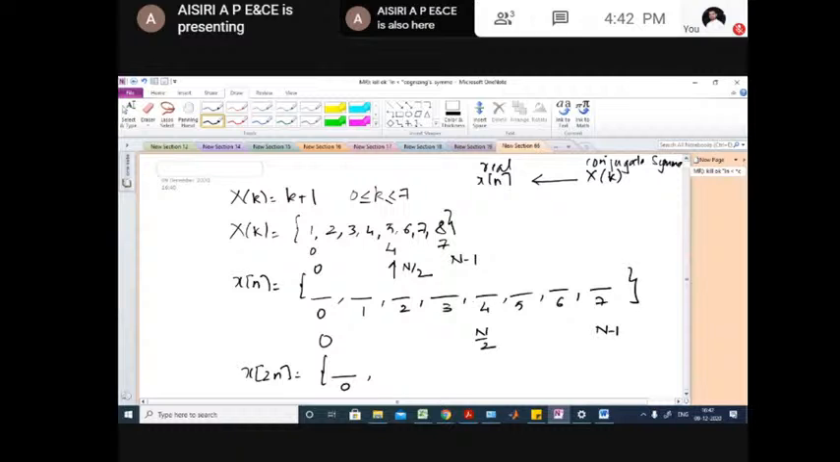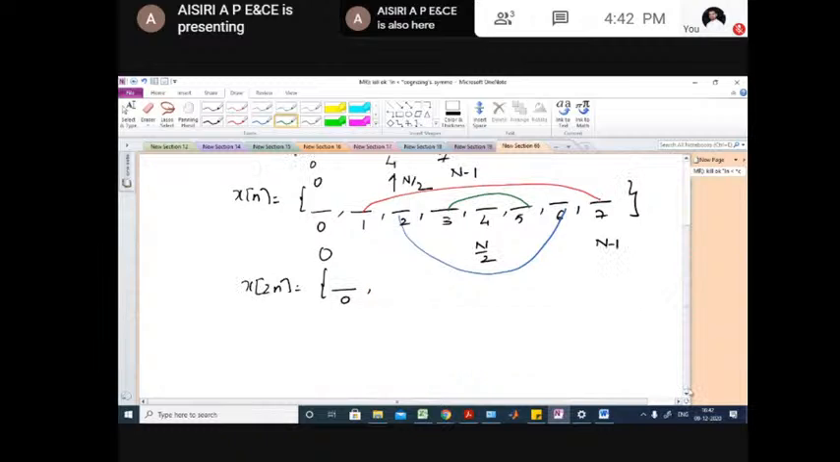Conjugate symmetry means if one is a plus jb, another will be a minus jb. So 1 will exhibit conjugate symmetry with 7, 2 with 6, and 3 with 5. So we have to comment on the 0th and the 4th value. After taking x of 2n, what values will be there? The 0th value, leaving out one sample it is 2, leaving out one sample the 4th, leaving out one sample the 6th, and that's it. Suppose this is y of n, then it is the 0th index, first index, second index. This itself I need to sum.